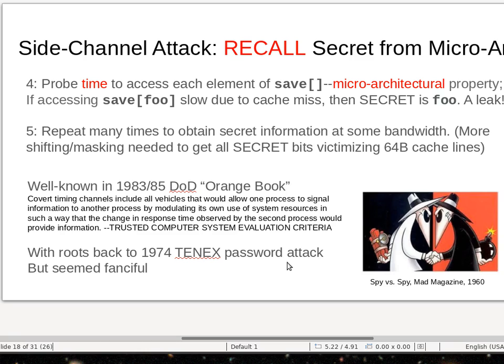So we talked a little more about the details there. Hopefully some of y'all know about this. This was a fun little game on the NES, Spy versus Spy. This goes back to the Orange Book of the DoD, which y'all probably haven't read yet, but is a very popular book for computer security.